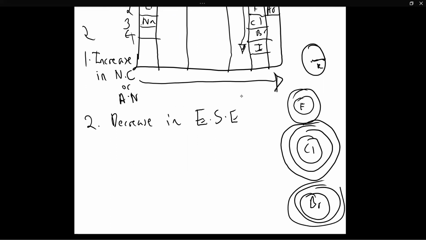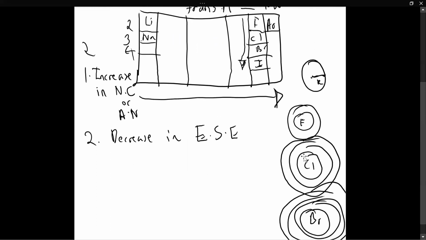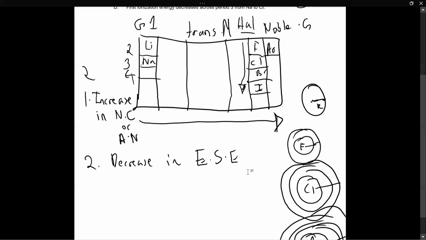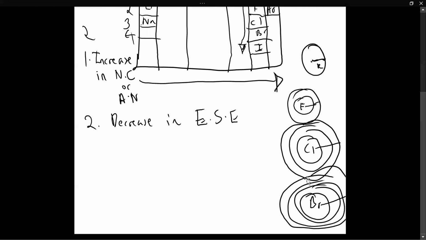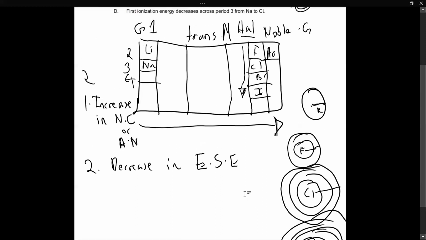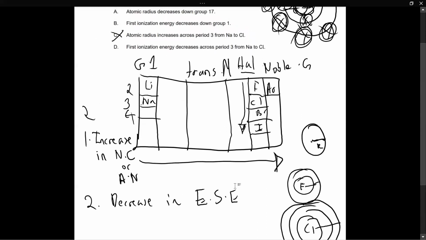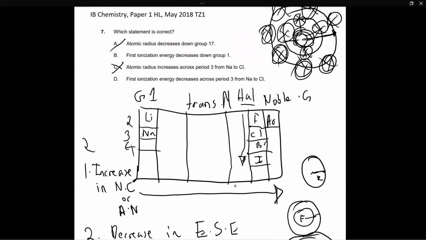1, 2, 3, 4, and it just keeps getting bigger and bigger. So as you see, that atomic radius is actually increasing, not decreasing. You can see from this example, it's increasing, and it's getting larger and larger because of the increasing number of shells. So we can eliminate option A.